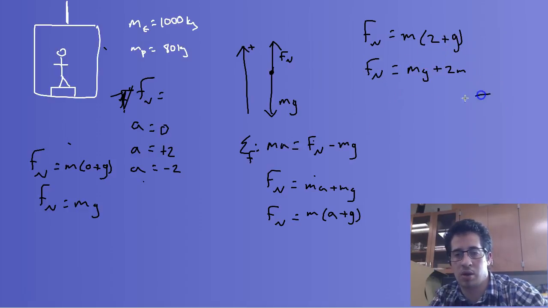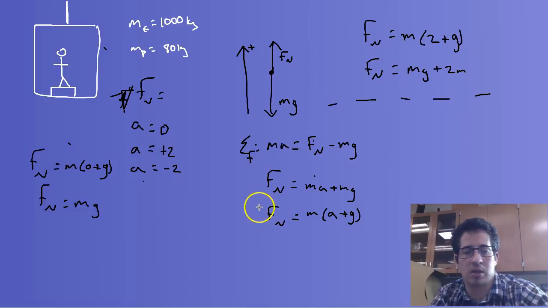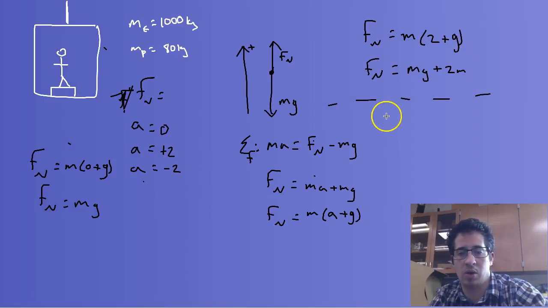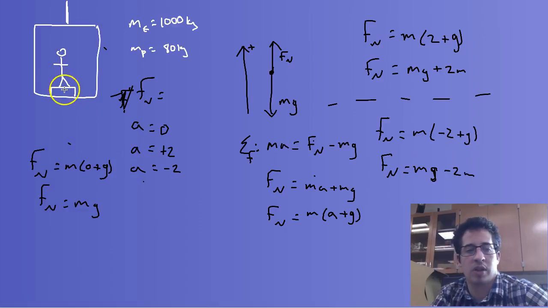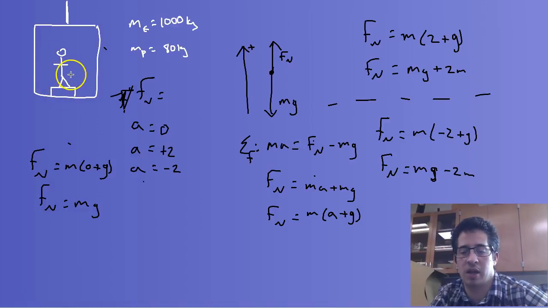Or in the case that it is accelerating downward, normal force would be equal to m times (negative 2 plus g), or the normal force equal to mg minus 2m. So again, in this case, we have slightly smaller normal force. So what this means is when you're in an elevator and it has upward acceleration, then you momentarily feel heavier. And when you have downward acceleration, you momentarily feel lighter.